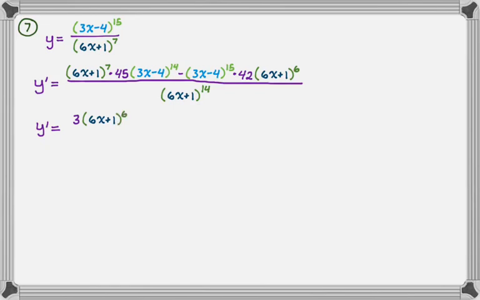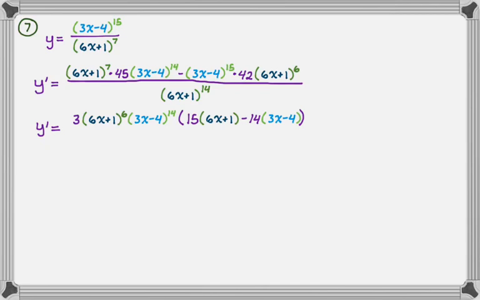3x minus 4 to the 14th and the 15th, so we take out to the 14th. And then parentheses, see what's left. So we took out a 3 from 45, so that's 15, and there's still a 6x plus 1. We took out a 3 from 42, so that's going to be 14, and it's minus, so minus 14. And then there's still a 3x minus 4.